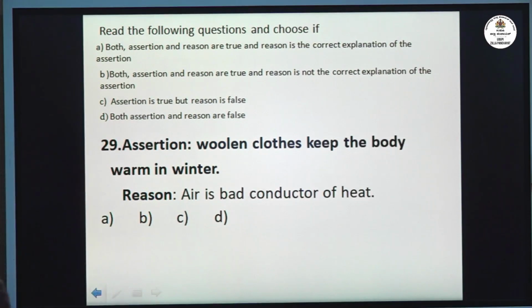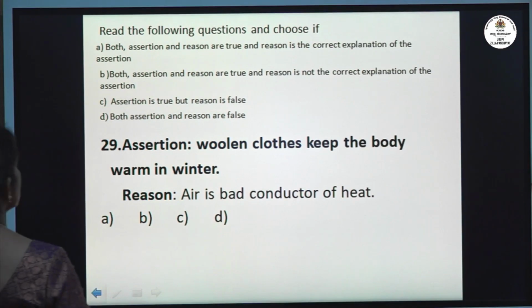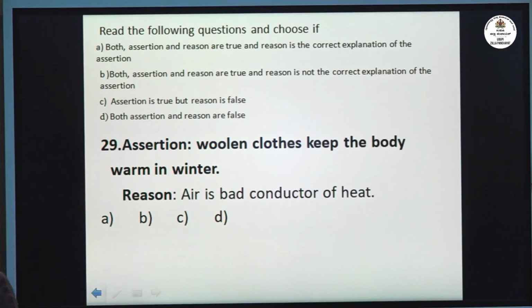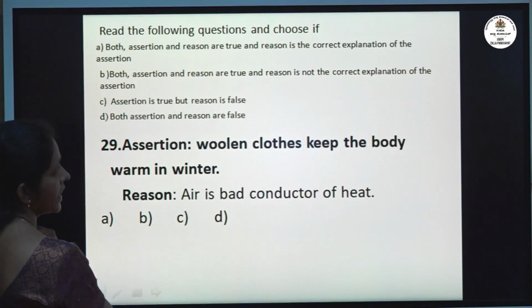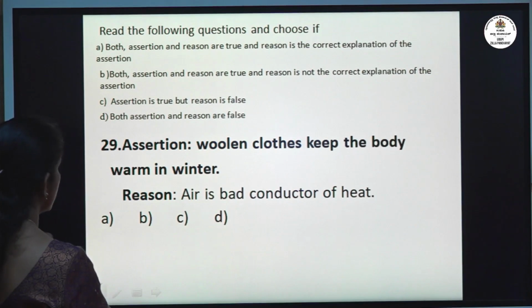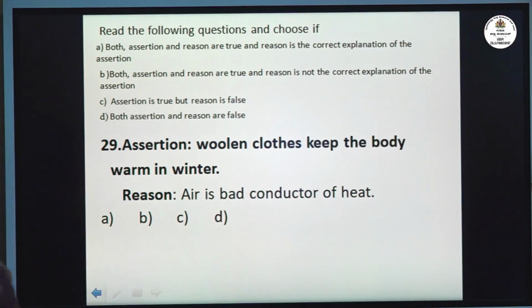Next we have assertion and reason. Read the following questions and choose. Option A: if both assertion and reason are true, reason is the correct explanation of assertion. Option B: both assertion and reason are true, reason is not the correct explanation of the assertion. Option C: assertion is true, but reason is false. Option D: both assertion and reason are false. We have 4 options.